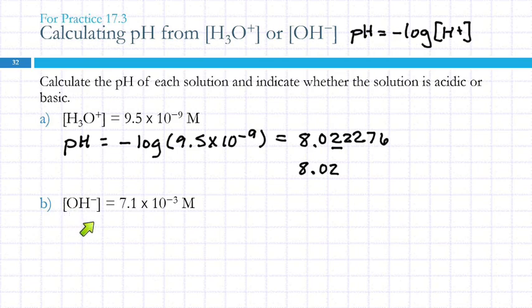Hydroxide ion, they want the pH. Well, we can't just take the negative log of this. We need the negative log of the hydronium ion concentration. So we would have to calculate that first, which we've already practiced doing.